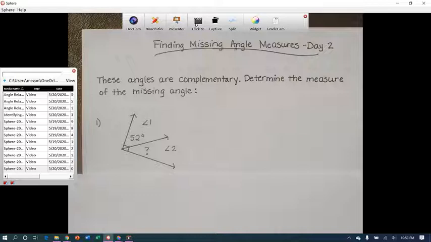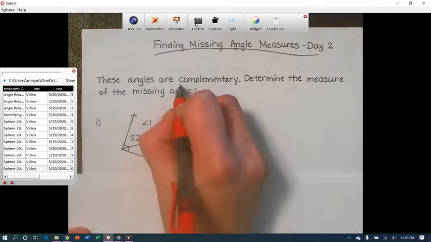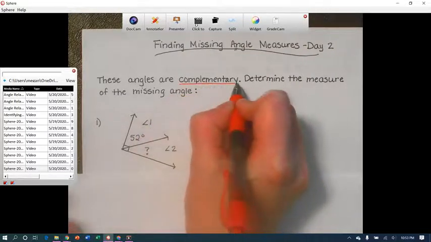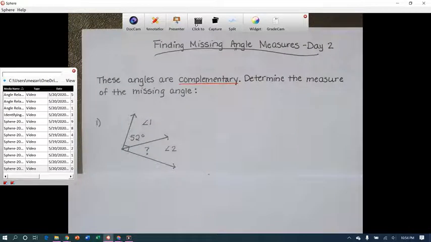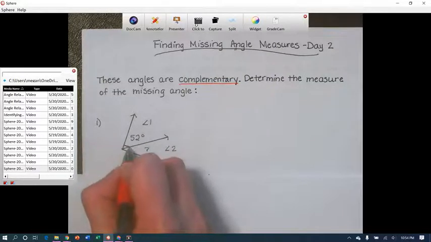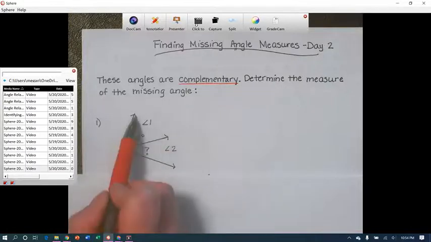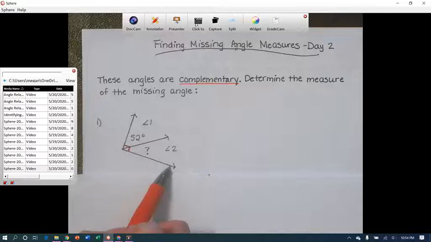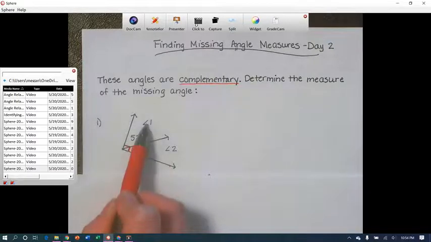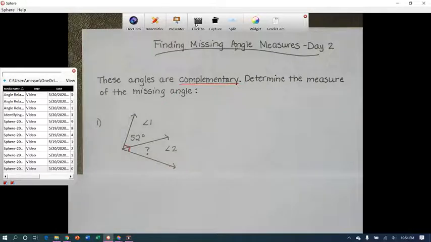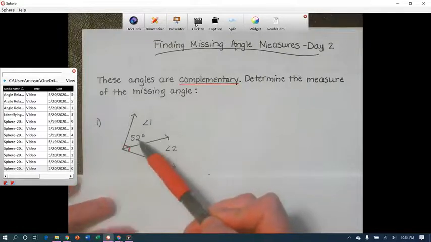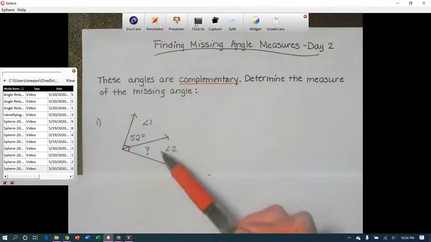So for this first example, we are told that these angles are complementary, and I'm going to underline that vocabulary word. That's important. And remember, that means that two angles, when you add up their angle measures, the sum is 90 degrees. We also see this symbol down here. That means that this angle is 90 degrees. So if we add up the measure of angle 1 and the measure of angle 2, we should get 90 degrees. Well, we're given the measure of angle 1, that is 52 degrees. We don't know the measure of angle 2.